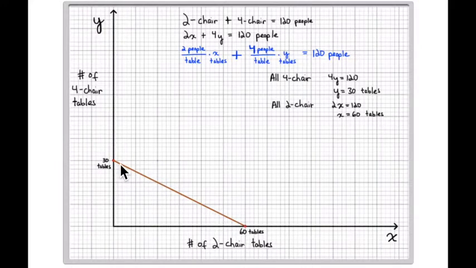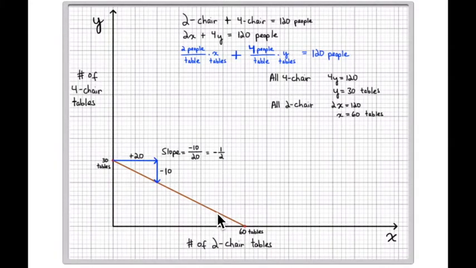And this line is every combination where you have the number of tables that can seat 2 people, the number of tables that can seat 4 people, and together that total number of people that can be seated is 120. So this line always adds to 120, and it's split between tables that can seat 2 people and tables that can seat 4 people, but always equals 120 people. So this slope is a negative 1/2.